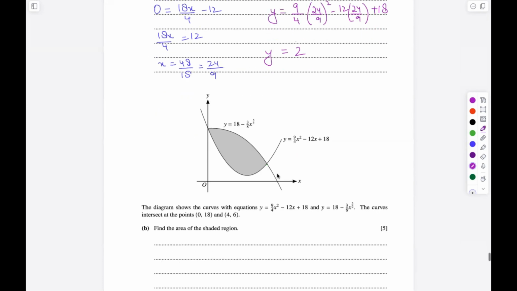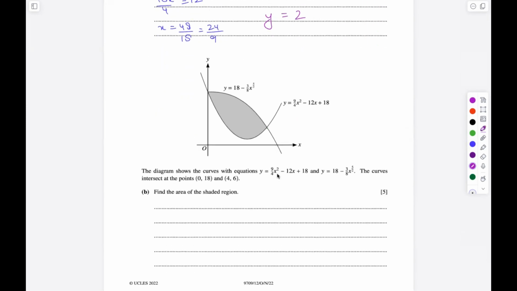In part B, the diagram shows a curve with the equation y equals 9/4 x squared minus 12x plus 18, and y equals 18 minus 3/8 x to the power 5/2. The curves intersect at the points (0, 18) and (4, 6). In part B, we have to find the area of the shaded region.